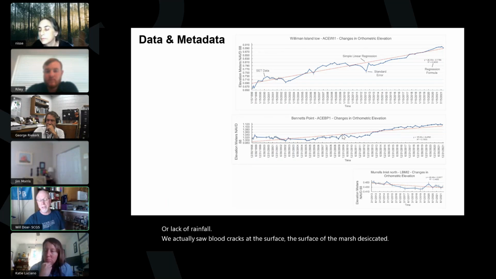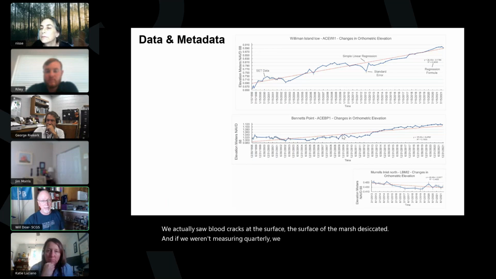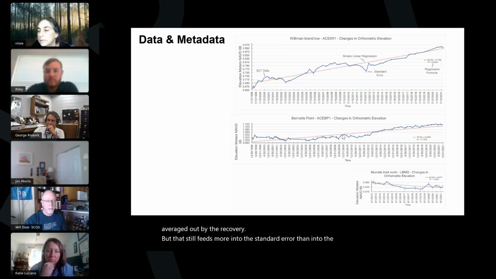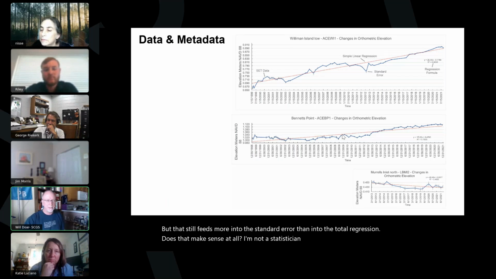And if we weren't measuring quarterly, we might have missed that, or it might have been averaged out by the recovery, but that still feeds more into the standard error than into the total regression. Does that make sense at all? I'm not a statistician, so I'm not always good with how I explain this.